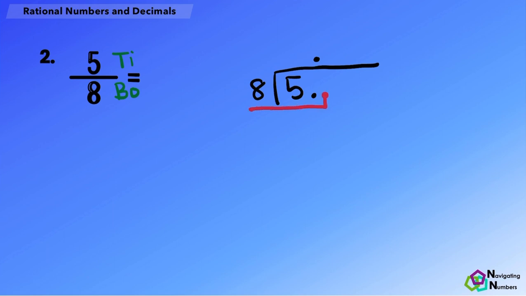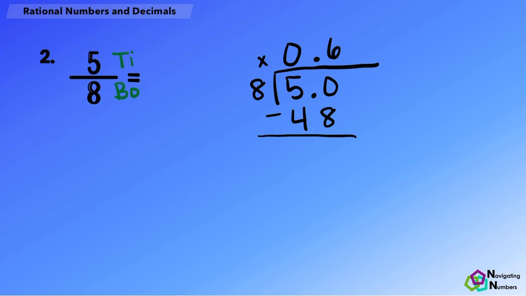8 goes into 5, 0 times. 8 times 0 is 0. So now we can try to see if it goes into 50. So 8 goes into 50, 6 times. 8 times 6 is 48. So 50 minus 48, 0 minus 8.